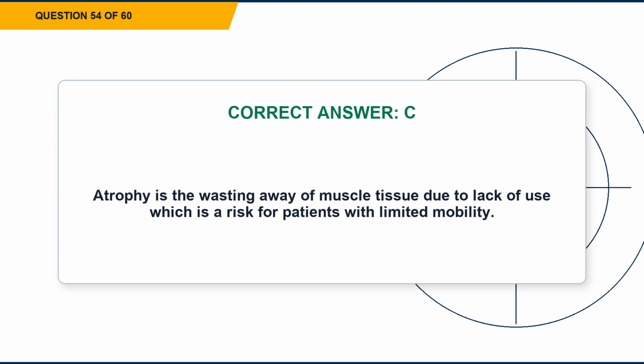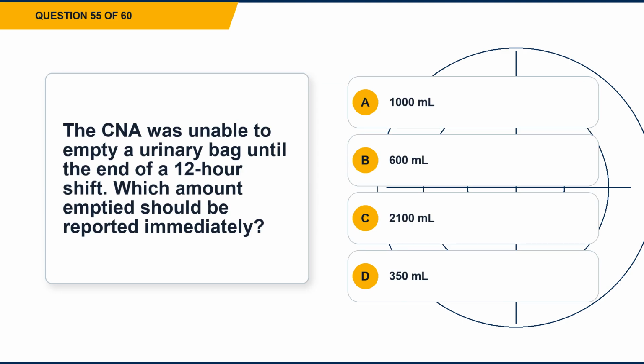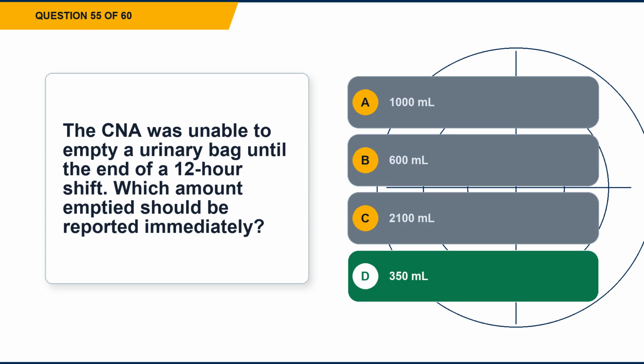with limited mobility. Question 55. The CNA was unable to empty a urinary bag until the end of a 12-hour shift. Which amount emptied should be reported immediately? Option A, 1,000 milliliters. Option B, 600 milliliters. Option C, 2,100 milliliters. Option D, 350 milliliters. The correct answer is option D, 350 milliliters.